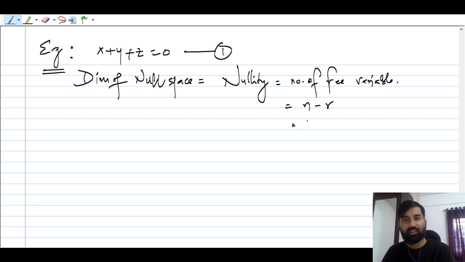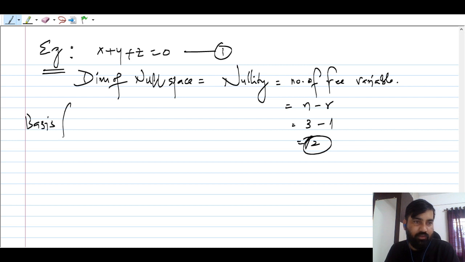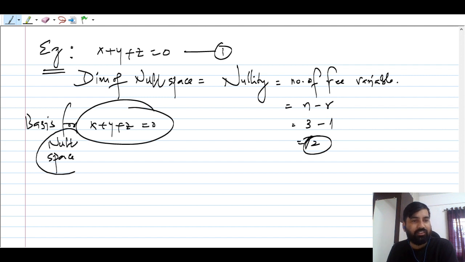So you know that there are three unknowns, and rank can be one only in this case. So you see here, the dimension of null space is going to be 2. Now how to find the basis for this x plus y plus z equal to 0? That is very important. I'm talking about the basis for null space. Actually, we are trying to compute the null space. I am finding the basis for null space.